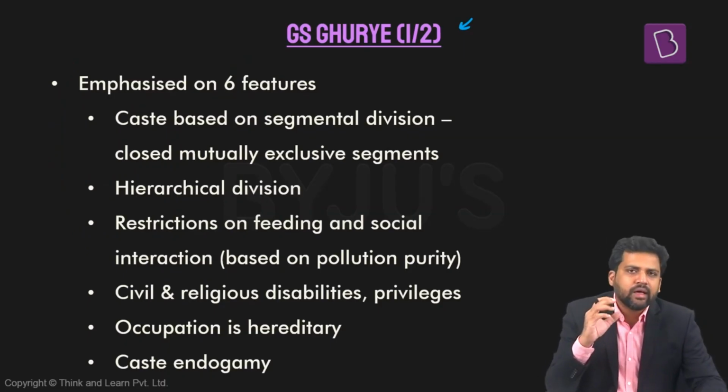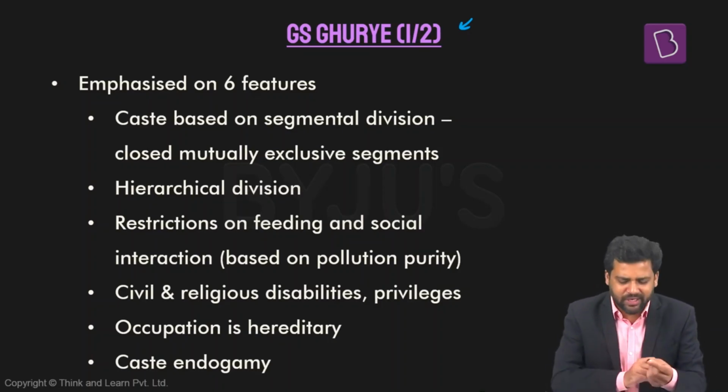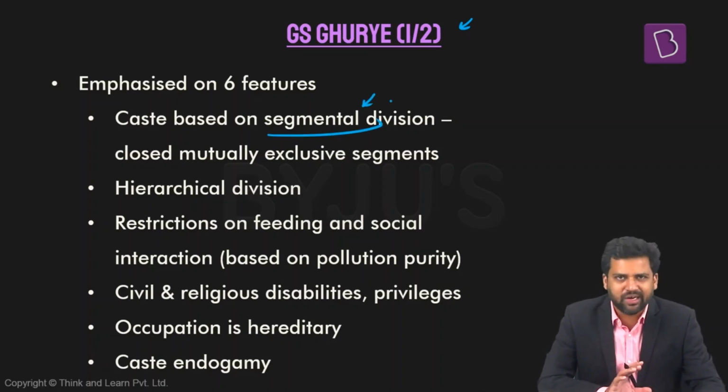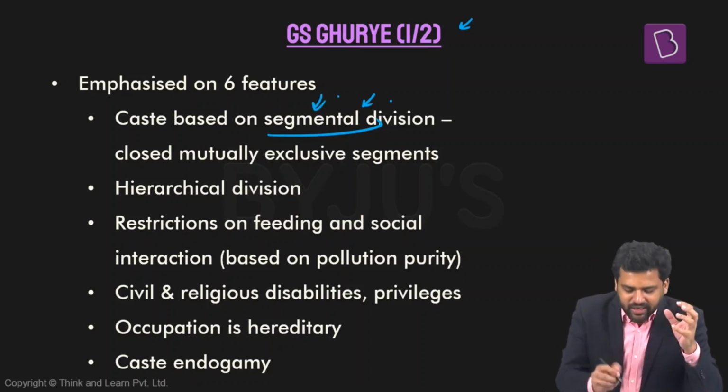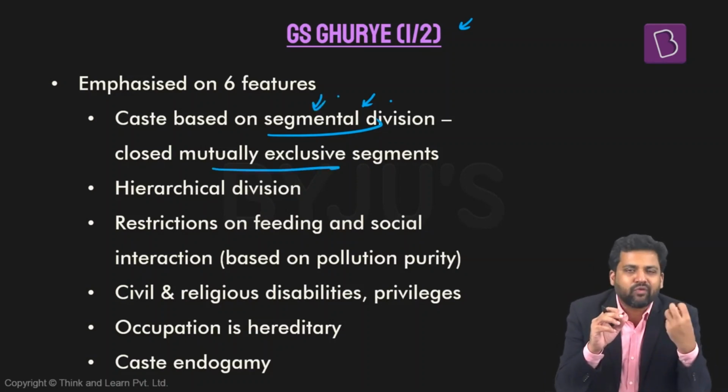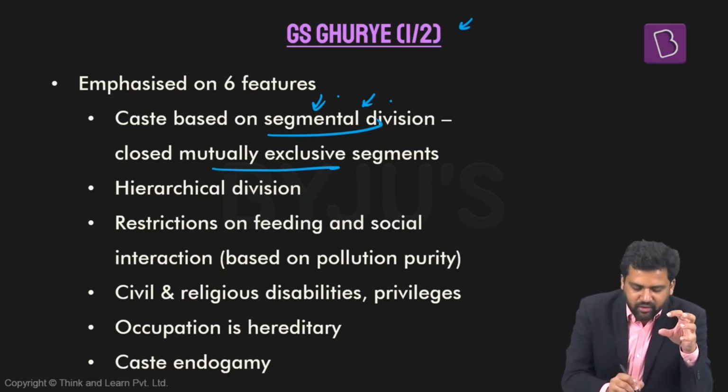So he identifies certain features of caste system, 6 essential features, and you will notice that there is some overlap. Some of the features that we discussed just now overlap with the features identified by G.S. Ghurye. The first one is caste is based on segmental division. Nothing difficult here. Society is divided into different segments, and these segments are mutually exclusive, which implies that an individual is part of either this caste or that caste. You cannot be part of multiple castes together. So these castes are mutually exclusive.